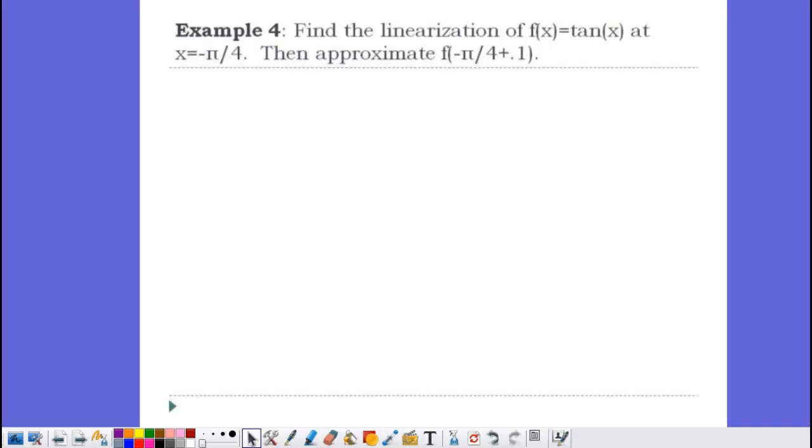Alright, so what do we have to do first if we're looking for linearization? Find a derivative. Find the derivative: secant squared of x. Yep, secant squared x.